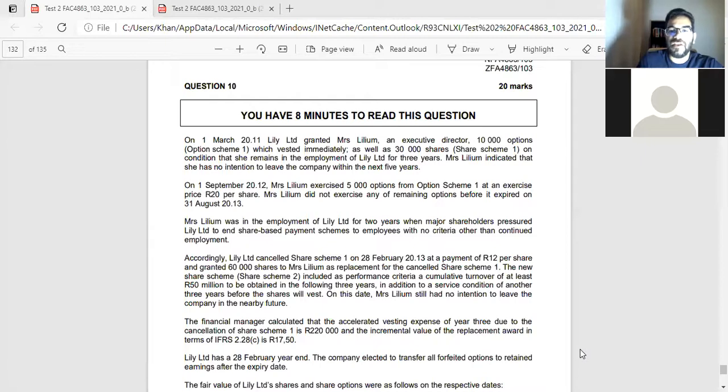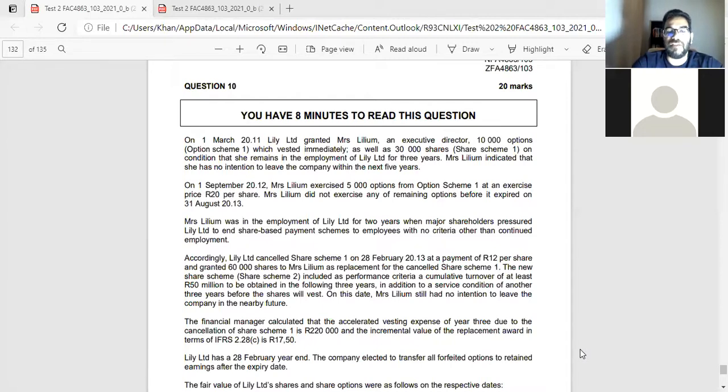Then the shares have a vesting condition. Remember, you get 2 types of vesting conditions: a service condition or a performance condition. A service condition is where you only have to wait a certain number of years. A performance condition is where you need to achieve some target, plus you have a waiting period. In this case, it is only a service condition because you only have to be in employment for the next 3 years. So that's important to note.